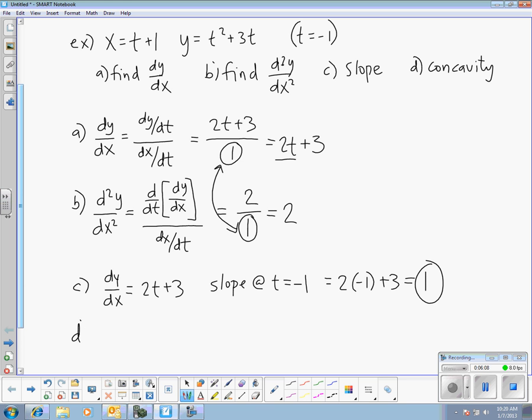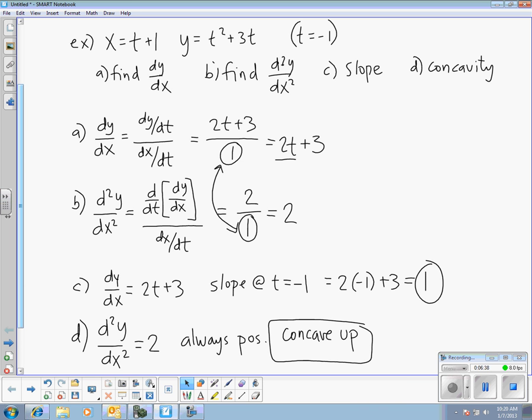And part D, what's my concavity? Well, my second derivative is what determines concavity. A positive second derivative means concave up. A negative second derivative means concave down. And this one is 2 always. It doesn't matter what t we plug in because there's no t to plug into. So this is always positive. So that means my graph is always concave up.